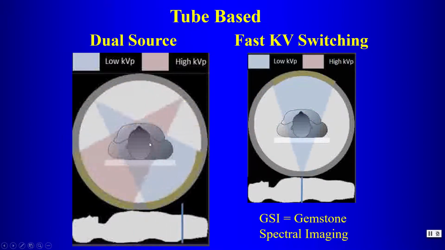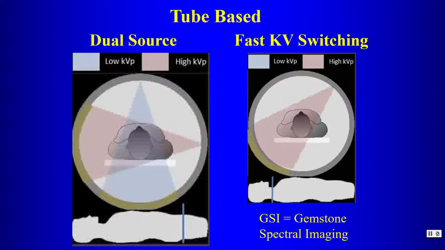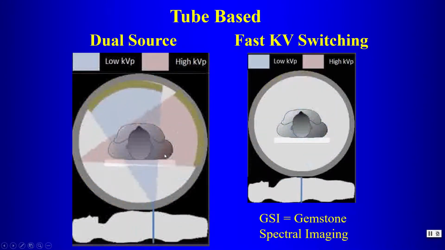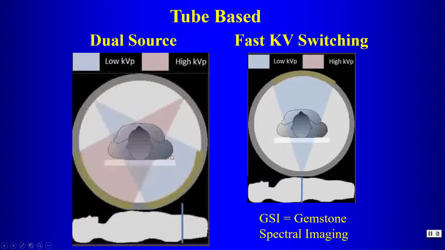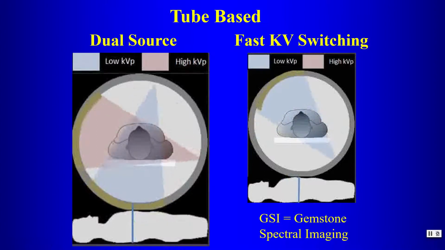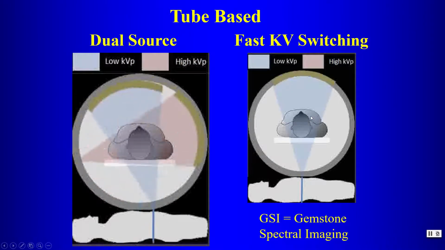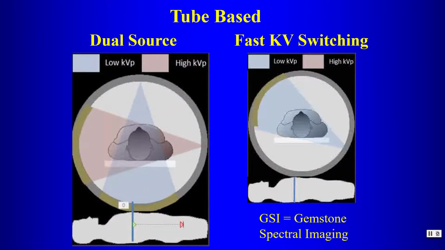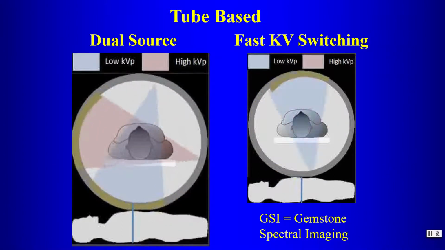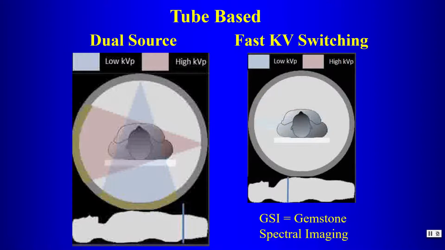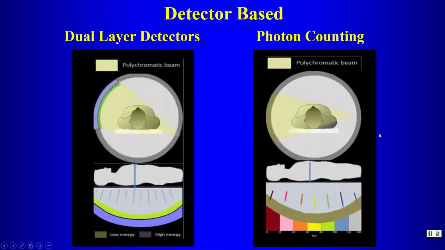Now, Siemens does this kind of dual energy scanning with dual source CT. You have two X-ray tubes placed 90 degrees to each other. One scans at low energy, one scans at high energy, and then the data is collected. And then GE does this with fast kV switching using one X-ray tube, but the energy is changed very quickly between 80 and 140 kVp, and the data is collected. GE calls this GSI, or gemstone spectral imaging.